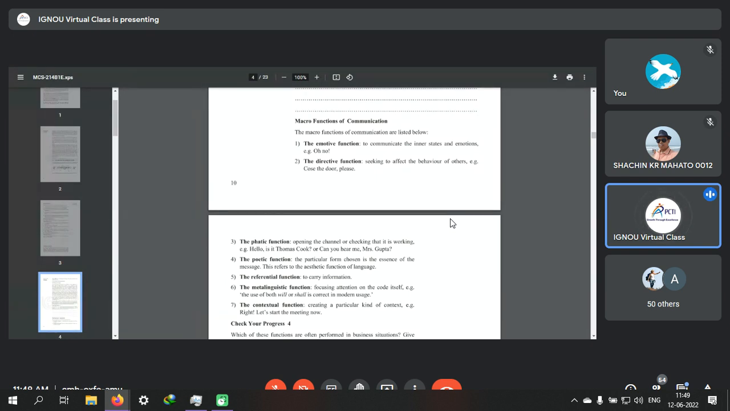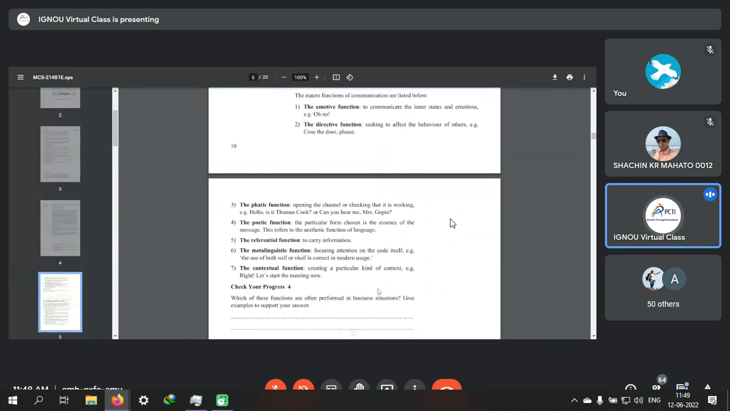Metalinguistic function: I'm talking about will or shall. Nowadays we can use will or shall when we grant permission. Contextual, with the hidden meaning: if you are reading literature or something else, then you give the contextual meaning. Okay, so those are the macro functions of communication.